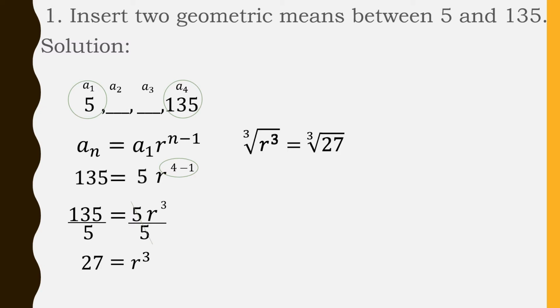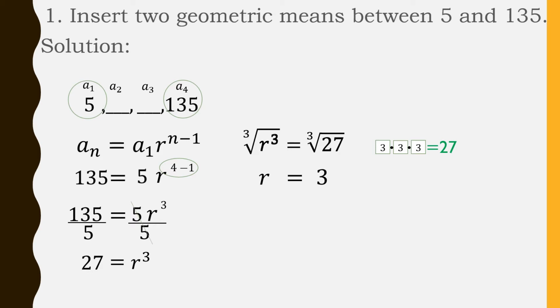To solve for r, let us find the cube root of r cubed and the cube root of 27. Now, what is the cube root of 27? Since the index here is 3, what number when multiplied by itself 3 times will result in 27? That is just 3, right? Because 3 times 3 is 9, times 3 is 27. Therefore, the cube root of 27 is 3. So 3 is the value of r, or the common ratio.